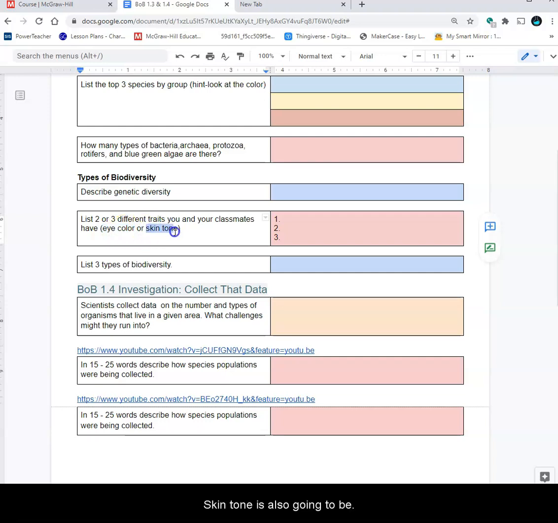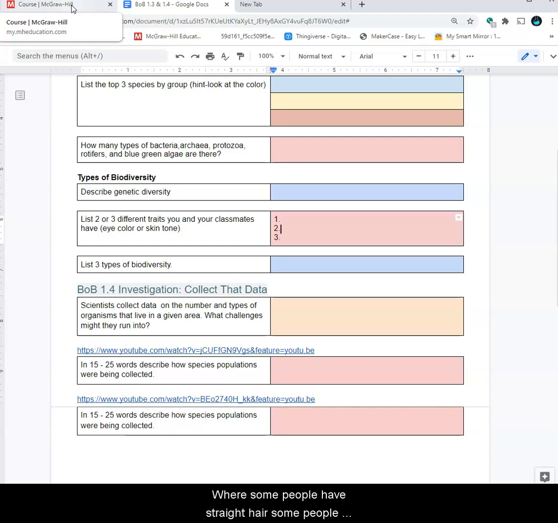Skin tone is also going to be a different type of trait throughout the classroom. Some people have darker skin, lighter skin. Everybody in the classroom has height, so that is definitely one that you could put down. Some people are short, some people are tall, but all students have some sort of height. A different trait might be hair texture, where some people have straight hair, some people have wavy hair, some people have curly hair.